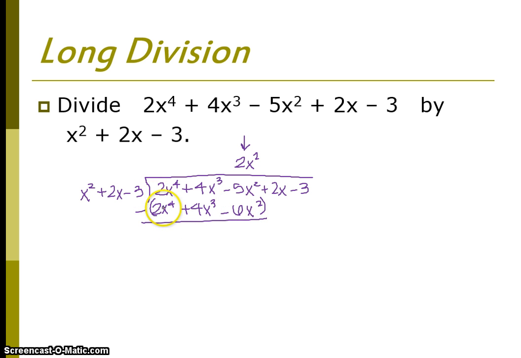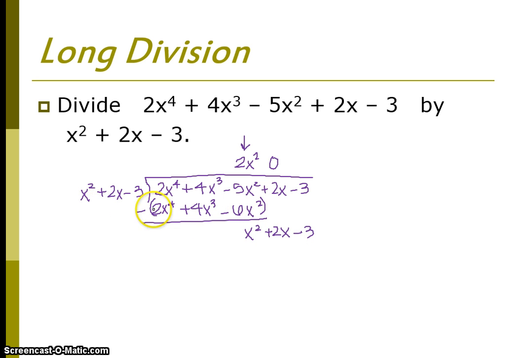So 2x to the fourth minus 2x to the fourth is going to give me 0 there. 4x cubed minus 4x cubed will be 0. Negative 5x squared minus a negative 6x squared is just going to be x squared. Bring down my 2x. Now, since I was able to eliminate 2 here, and I only have 2 terms here, but I'm trying to divide with 3, I do need to put a 0 here, kind of like a placeholder. Then I can go ahead and bring down my minus 3.